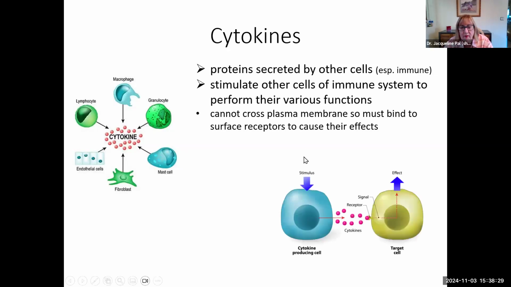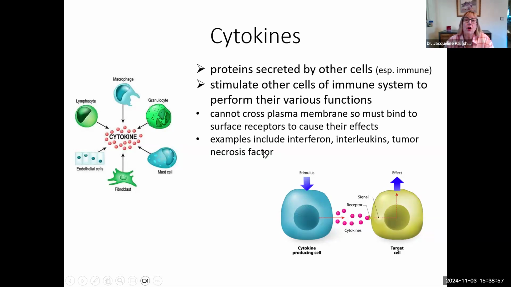So whatever the stimulus is to the cytokine-producing cell, it releases cytokines and they bind to a receptor. Cytokines cannot cross the plasma membrane at the target cell, so they have to bind to a receptor. And basically that's going to cause signaling in that cell to cause their effect within that cell. We don't need to know how that happens in this course.